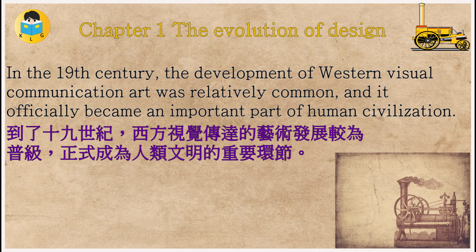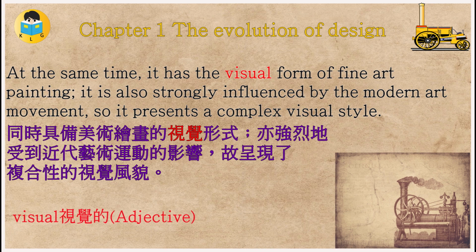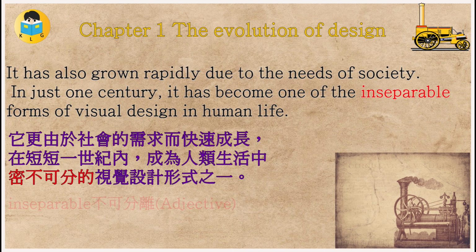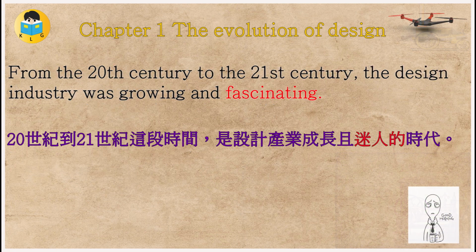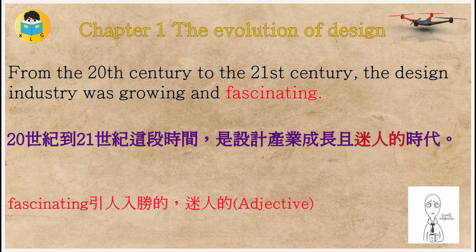In the 19th century, the development of Western visual communication art was relatively common, and it officially became an important part of human civilization. At the same time, it has the visual form of fine art painting. It is also strongly influenced by the modern art movement, so it presents a complex visual style. It has also grown rapidly due to the needs of society. In just one century, it has become one of the inseparable forms of visual design in human life. From the 20th century to the 21st century, the design industry was growing and fascinating.